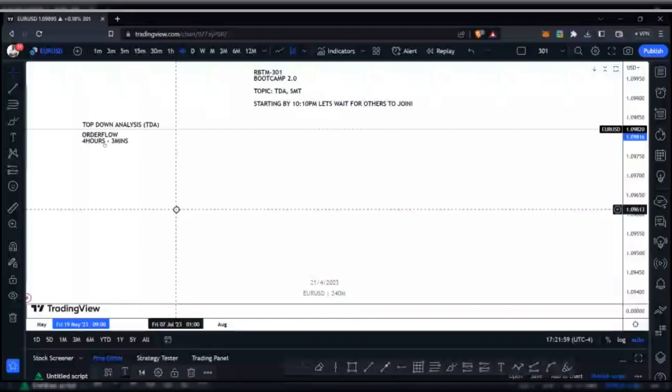Alright, so in my notes here, there are 9 things I wrote about, 9 things I look out for when I'm doing my top-down analysis.